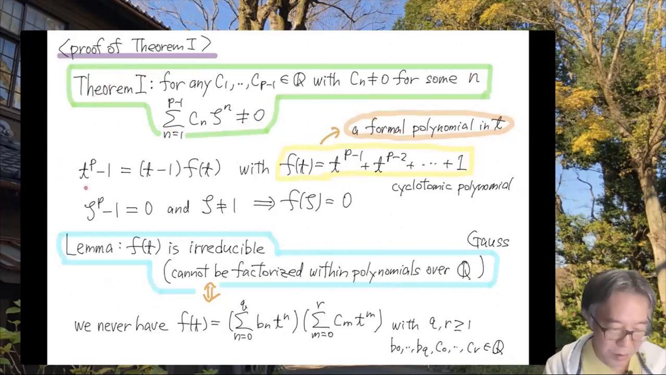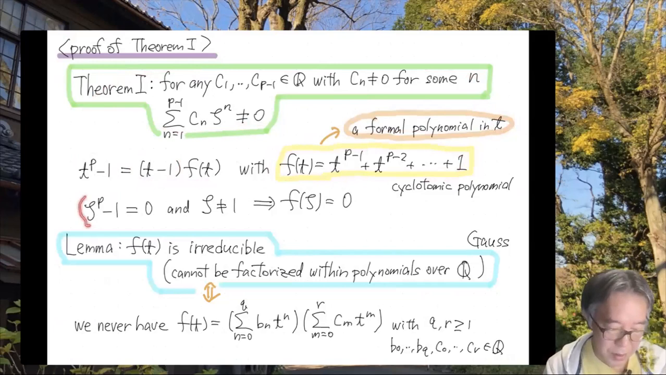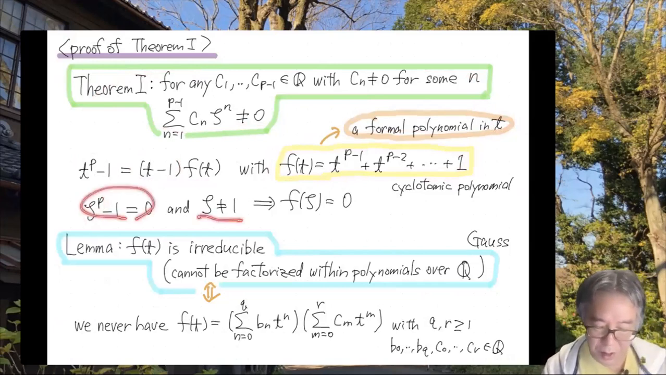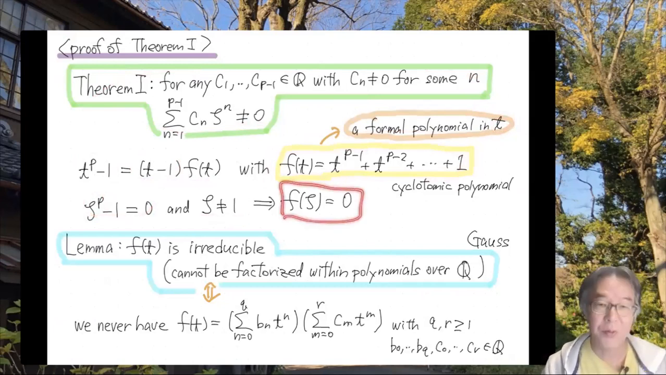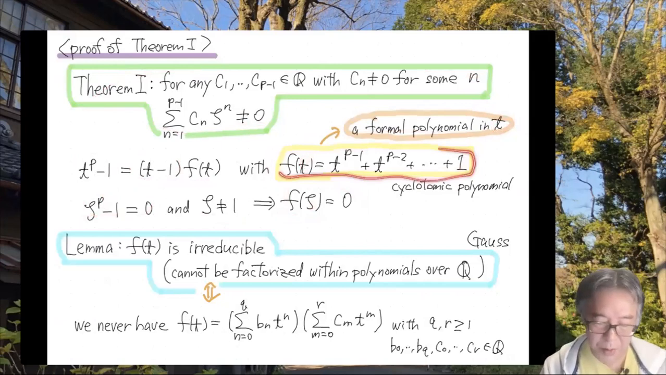And anyway, let's consider this simple polynomial, T to the P minus 1, and then you can factorize this like this, where Ft is this. And this is known as the cyclotomic polynomial. And you know that this theta, the pth root of unity, satisfies this, but it's not 1. So you find that this satisfies this. So if you substitute theta for t, then you get this. So that's the reason that we are interested in this cyclotomic polynomial.